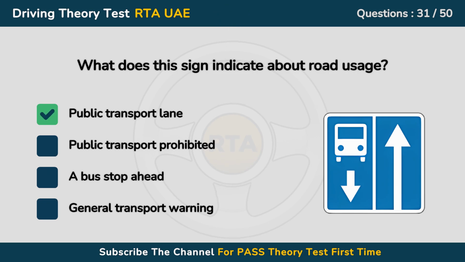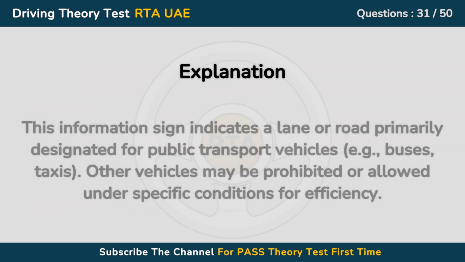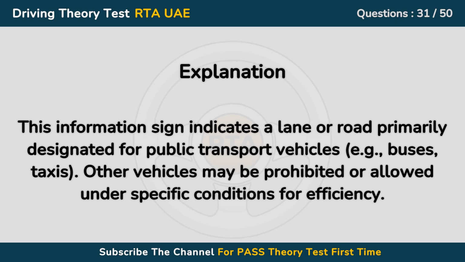Answer is A. Public transport lane. This information sign indicates a lane or road primarily for public transport vehicles, e.g., buses, taxis. Other vehicles may be prohibited or allowed under specific conditions for efficiency.